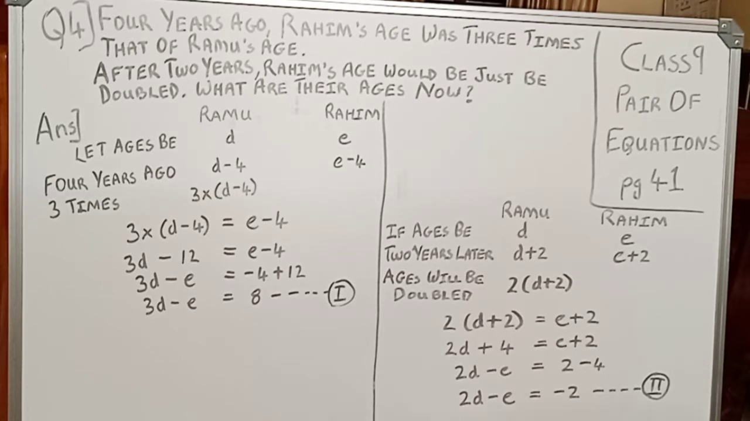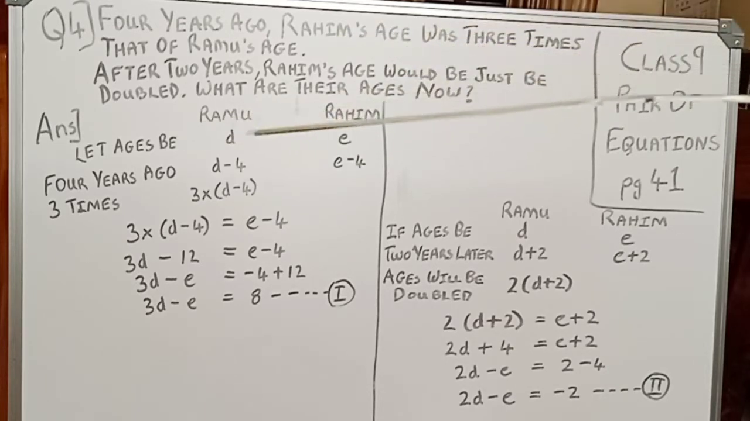So our first step will be to assume some variables. Let the ages of Ramu and Rahim be Ramu be D and Rahim be E. 4 years ago, both of their ages will be Ramu's age will be D minus 4 and Rahim's age will be E minus 4.